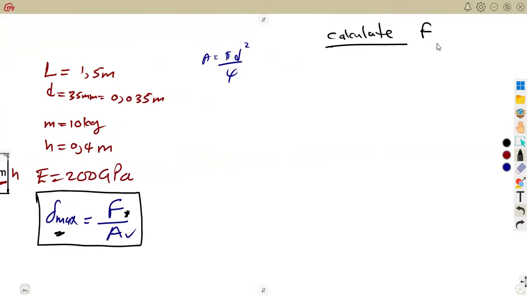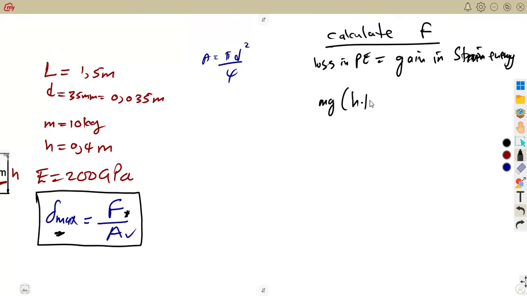Calculate F. So for you to calculate F, that is where now you're going to have your formula as mgx. Remember, loss in PE, potential energy, is equal to the gain in the strain energy. So if it is the gain in strain energy, therefore, what does it mean? It simply means we can use it as it is from the formula sheet: mg(h + x) is equal to F squared L over 2AE, as it is given.